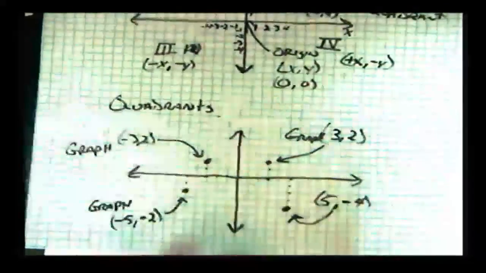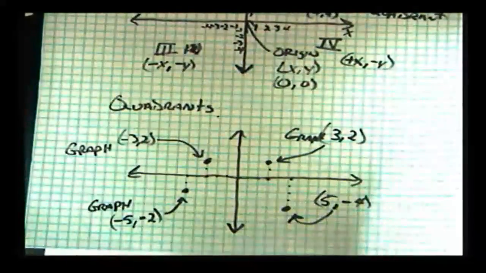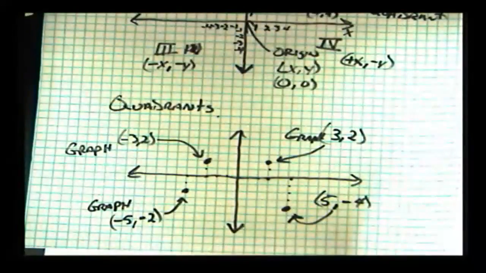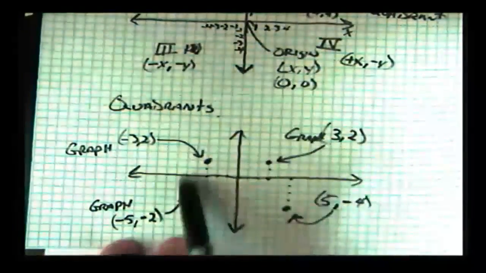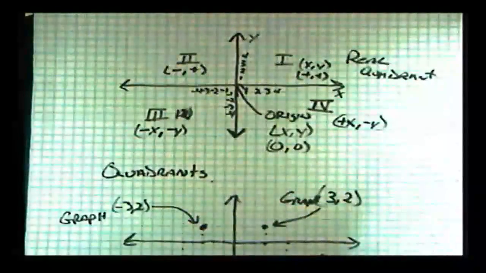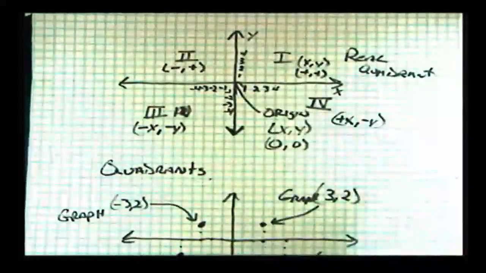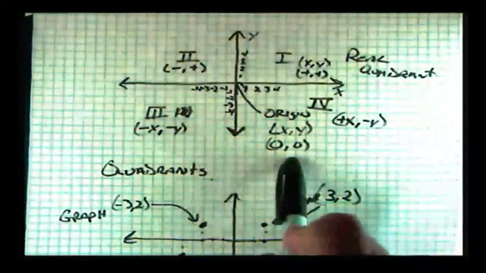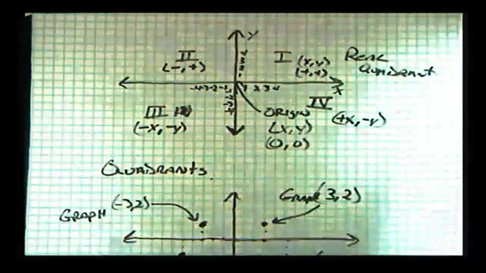number is negative. So that's a quick refresher on how we graph points in the Cartesian plane and how we read this thing. We've broken it down into different quadrants, and of course the all-important origin. It's important to know that that's the point 0, 0, right in the middle.